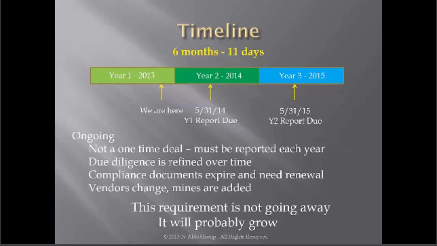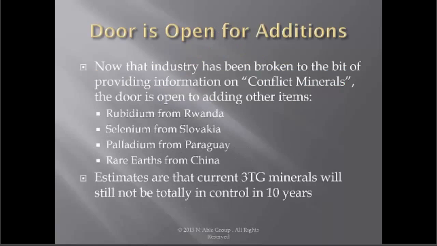So now that the door is open, the industry's been broken to the habit of providing this information, there's room for additions. It could be rubidium from Rwanda, selenium from Slovakia, palladium from Paraguay, rare earths from China. It doesn't have to be from the DRC plus 9. If there's a discovery that some particular thing, a different mineral in Argentina, is causing problems with abuses, that can be added to the list.